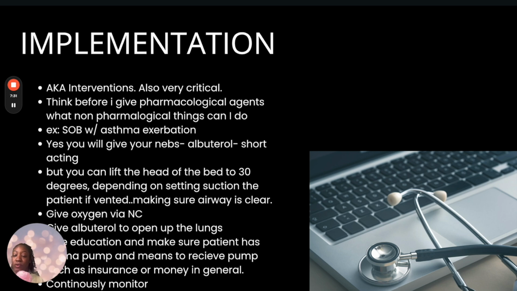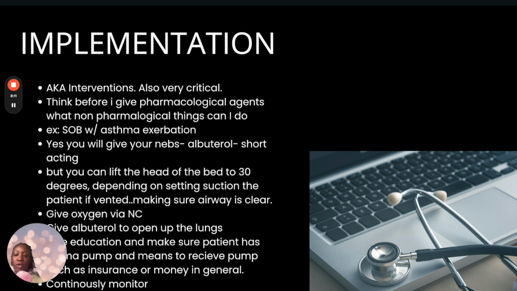This is also very critical, because you need to know what you're going to do for your patient. Based off those goals, what are you going to do to get to those goals? Think, before I give a pharmacological agent, what are some non-pharmacological things I can do for this patient? Example, again, the shortness of breath with asthma exacerbation. You will give your nebs, like your albuterol, which is short acting, which helps open up the lungs. Remember something you're going to learn in nursing school: you always give the short acting before the long acting. So you want to make sure that you open up those lungs.